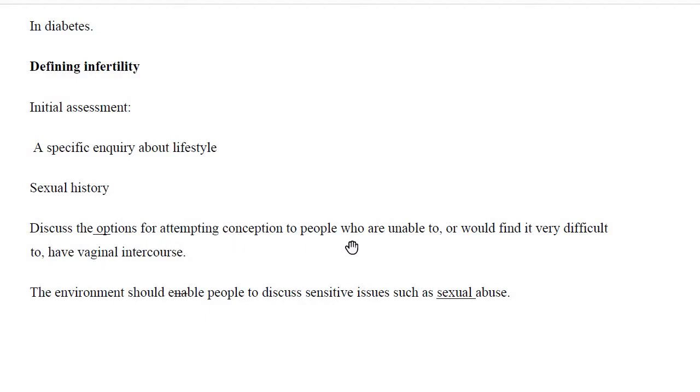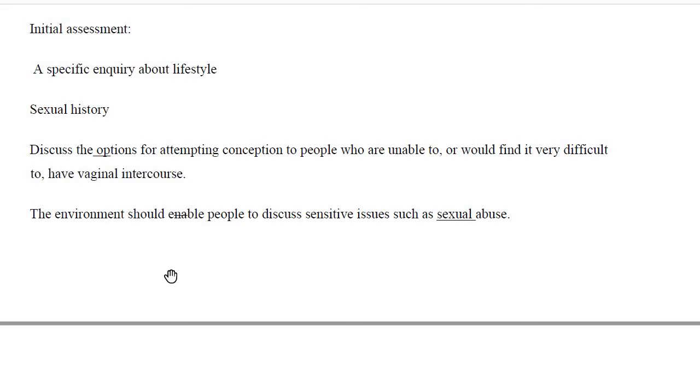So around conception, for people who are unable to or would find it difficult to have vaginal intercourse. Maybe they have some structural defect or some phobias. So many things can be there. It could be physical or psychological limitations.